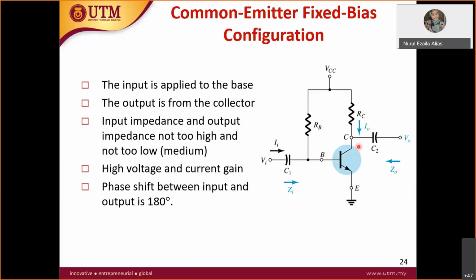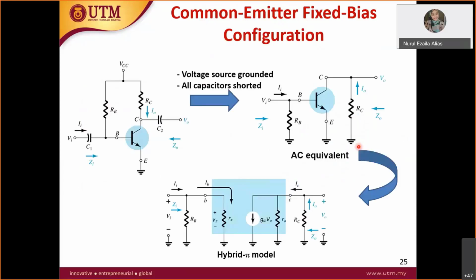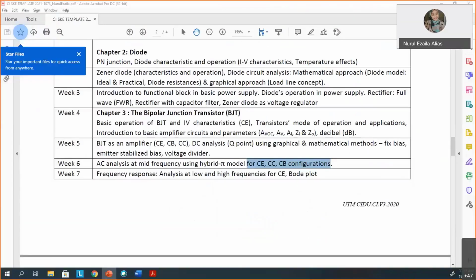But what happens for the AC analysis? This is the first step. For AC, the voltage source will be grounded, and then all capacitors will be shorted. Then you will have to simplify your circuit. Let's take a look at how we draw it. I have to end this and make another slide.